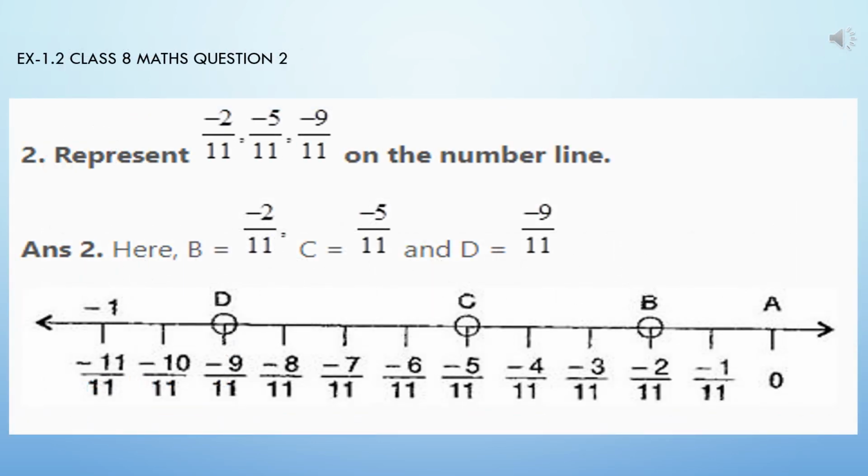Question 2. Represent minus 2 upon 11, minus 5 upon 11 and minus 9 upon 11 on the number line. In this question, all denominators are the same and it satisfies the second case, that means the numerator is less than the denominator. So we have no need to convert into a mixed fraction. We directly represent it on the number line as in the previous question.